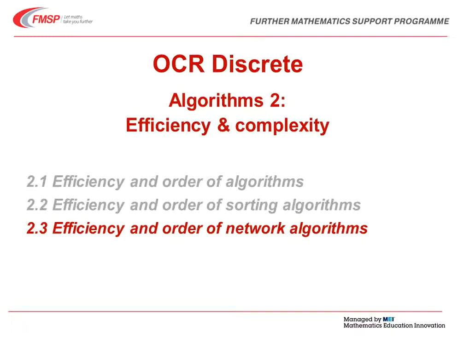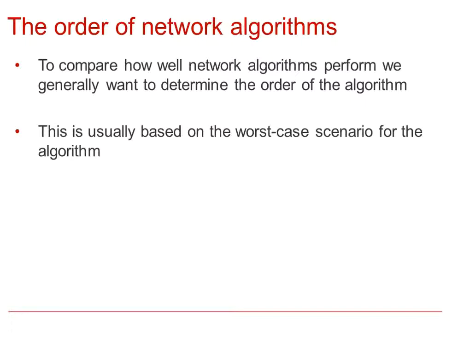Hello, this is the third video in the Algorithm 2 series on efficiency and complexity, and looks at the efficiency and order of networked algorithms. To compare how well network algorithms perform, we generally want to determine the order of the algorithm, and this is usually based on the worst case scenario for the algorithm.